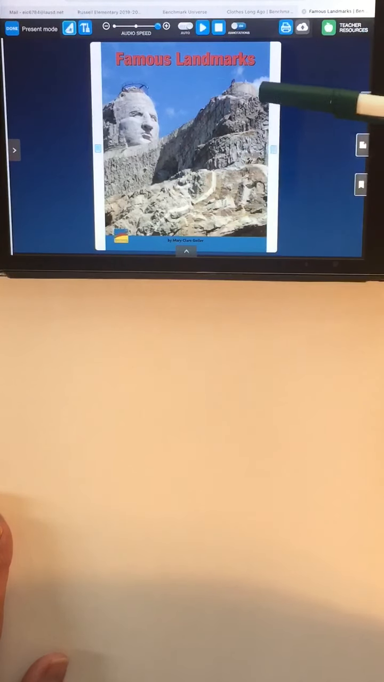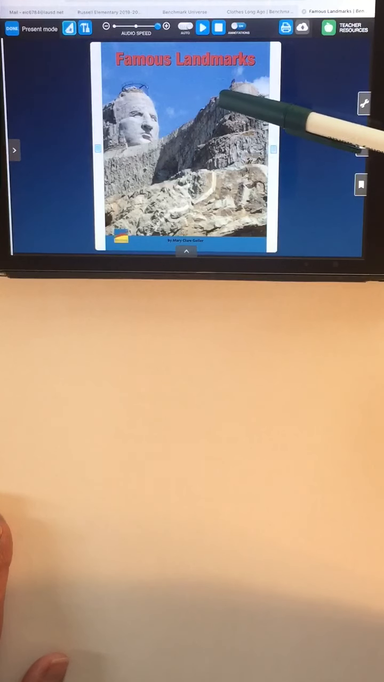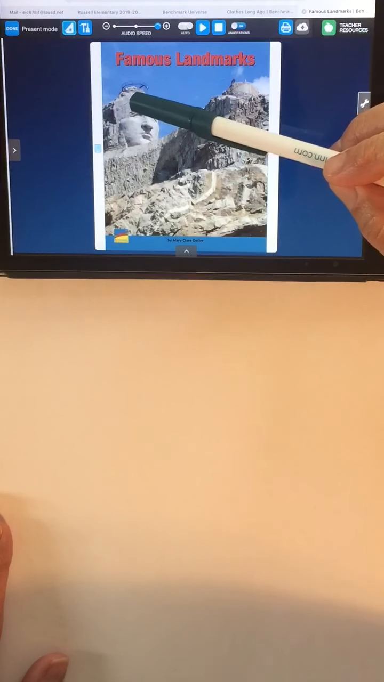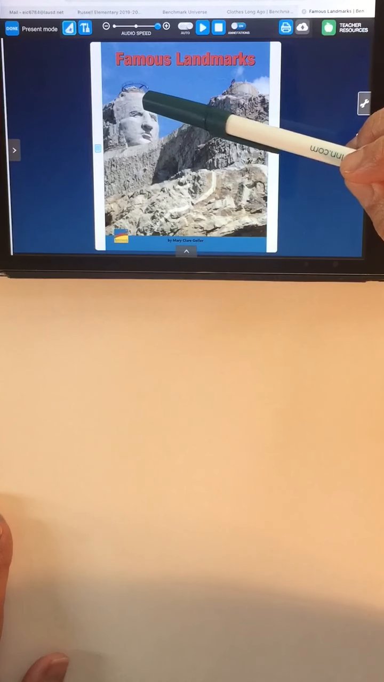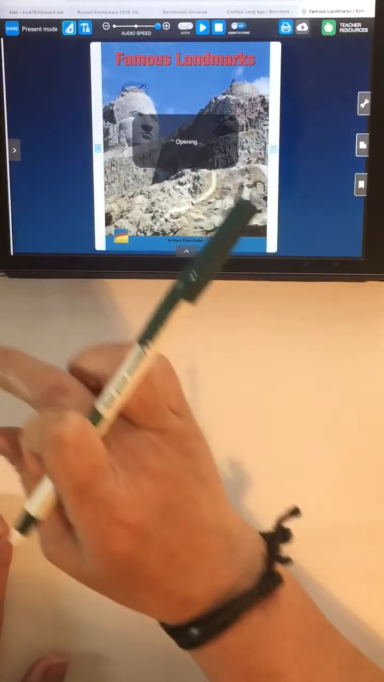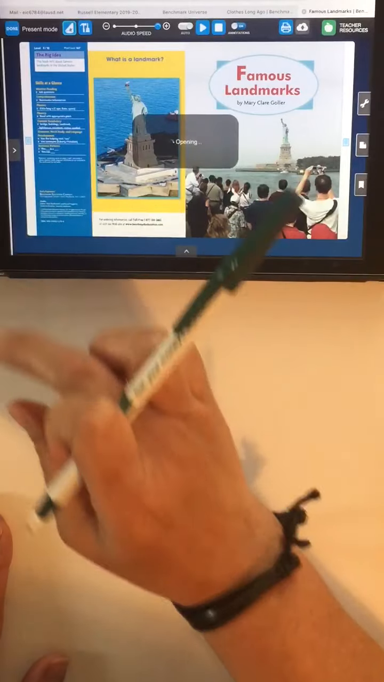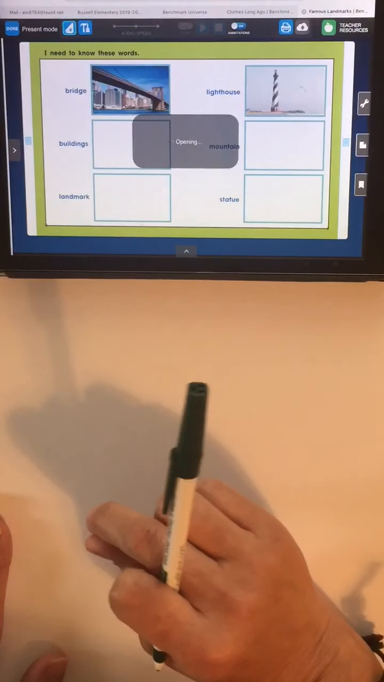So here, this title says Famous Landmarks. We can say that this book, the whole book, is going to talk about famous landmarks. Things on the land that are famous. What are the details?